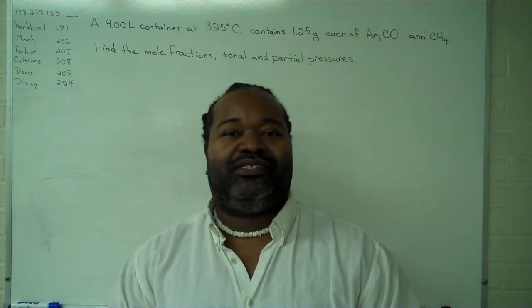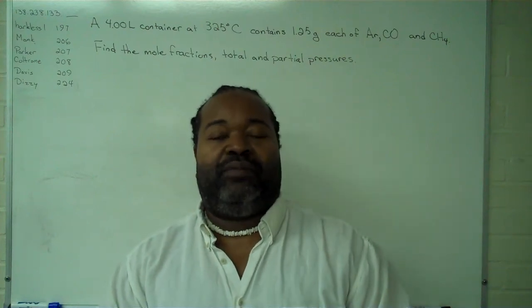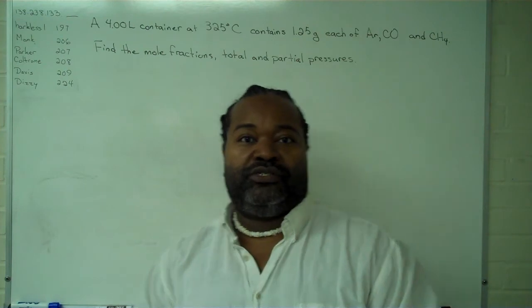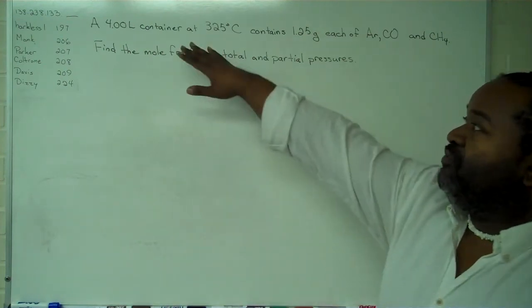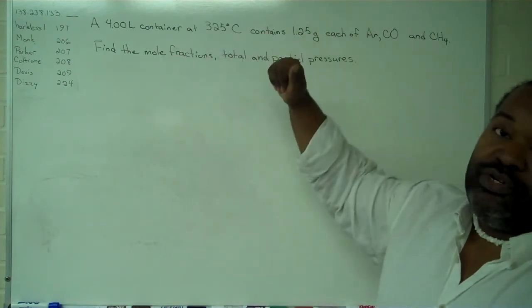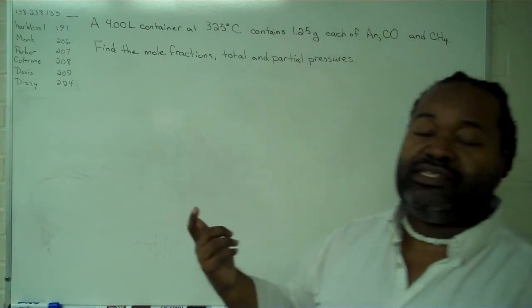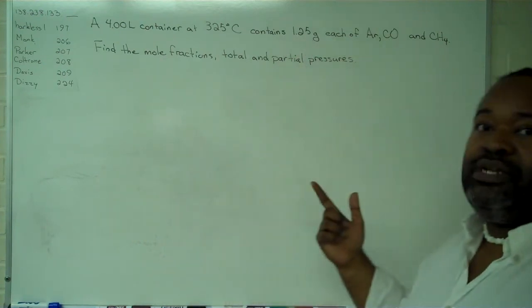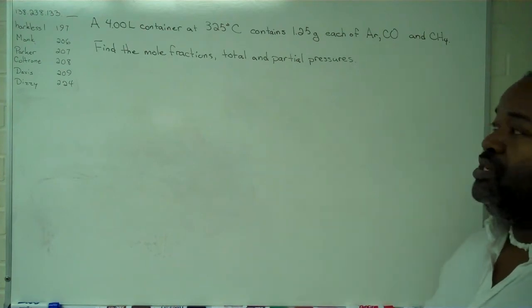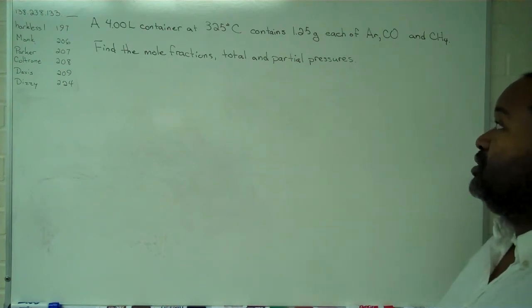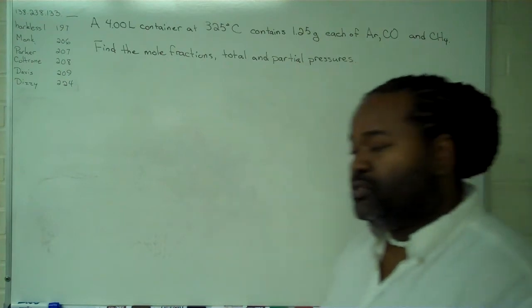This instructional video is designed to show an application of Dalton's law of partial pressures. In this case, we have a 4-liter container at 325 degrees Celsius with 1.25 grams each of 3 gases: argon, carbon monoxide, and methane. We're being asked to find the mole fractions and the total and partial pressures.